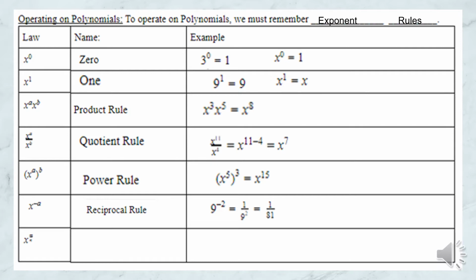The same rule applies if it had been in the denominator. Maybe you had a question that said 1 over 9 to the negative 2. That would be the same as flipping that fraction and having 9 to the positive 2, which would give you 81.